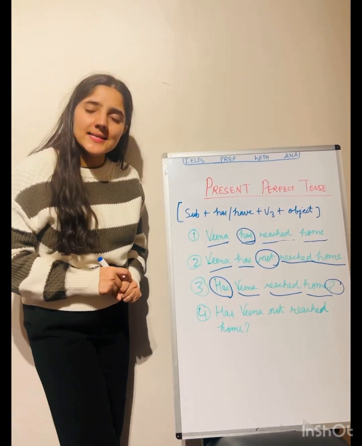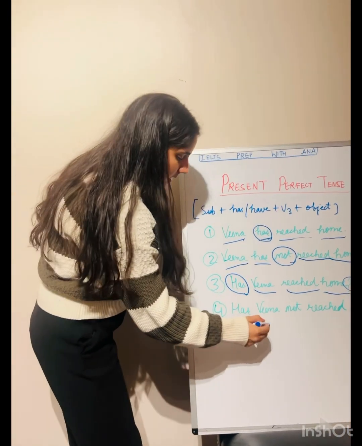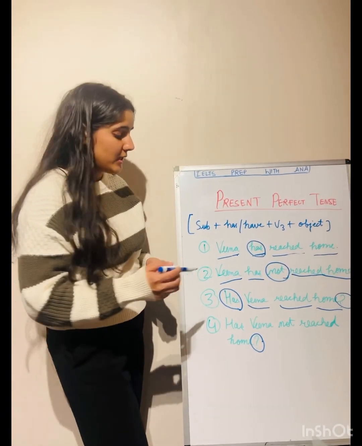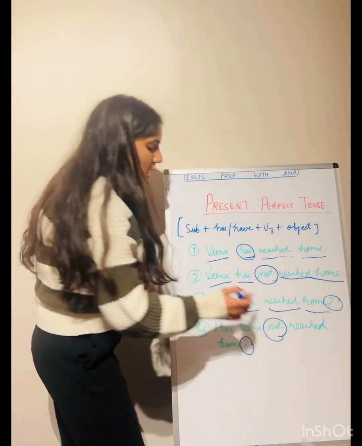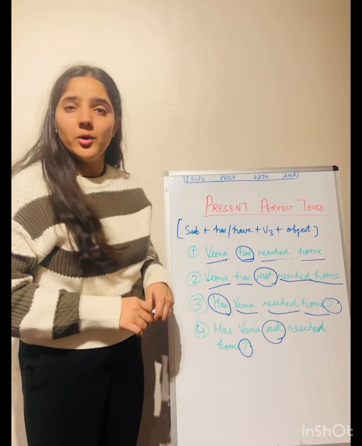The fourth sentence is, has Veena not reached home? So they are asking again. It's an interrogative sentence and it's an interrogative negative sentence. So they are asking, has Veena not reached home?